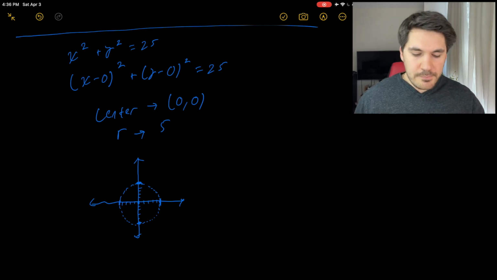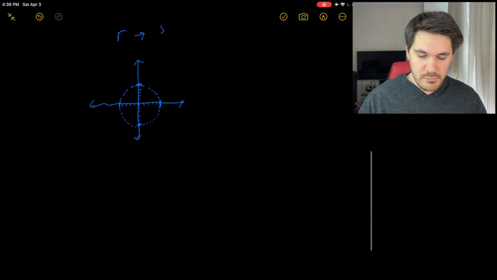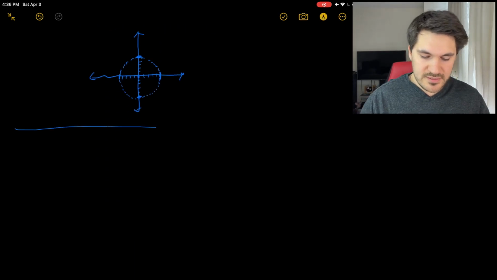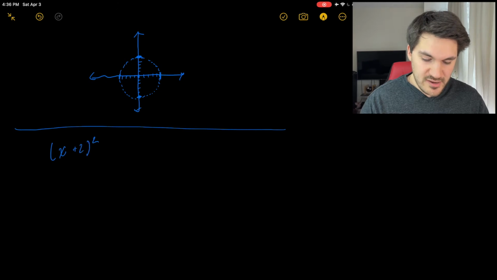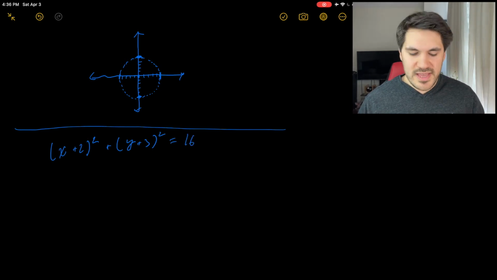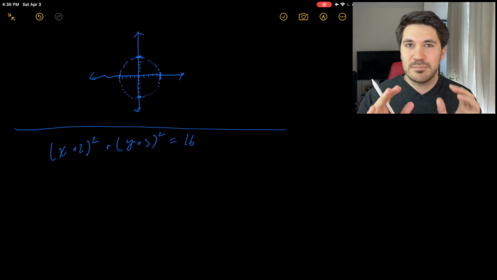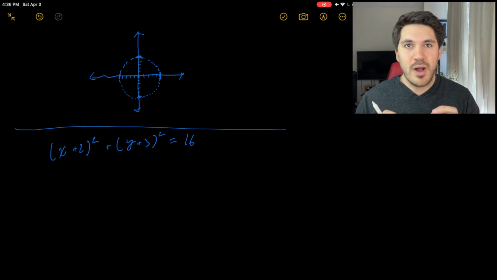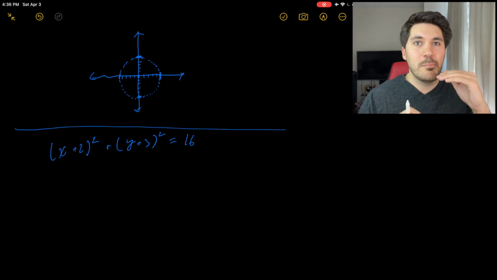That's it. The most common mistake that people will make is, let's say we have something like this. Let's say our equation is (x plus 2) squared plus (y plus 3) squared equals 16. A lot of people will think that the center is at (2, 3), but you gotta remember that the equation of a circle isn't (x plus h) squared and (y plus k) squared, it's with minus signs.